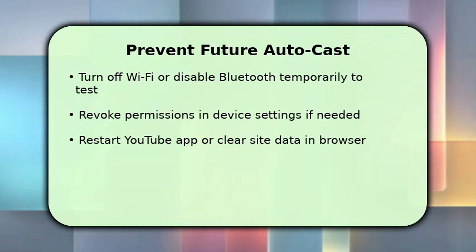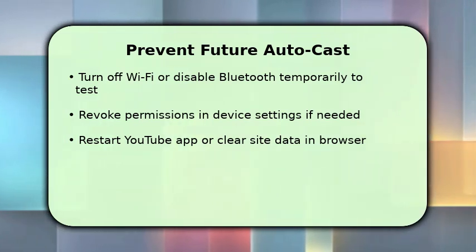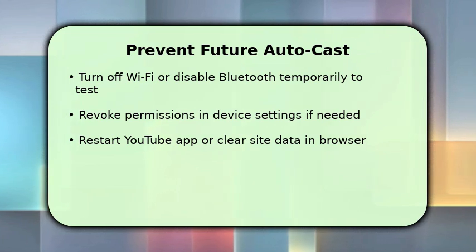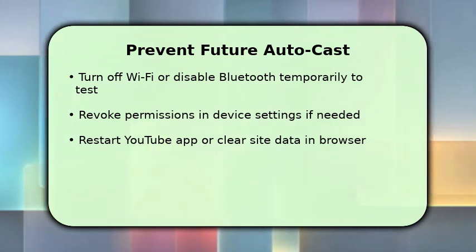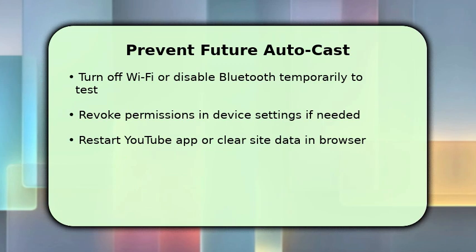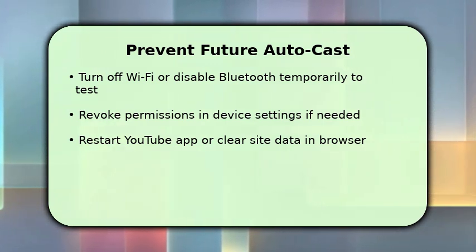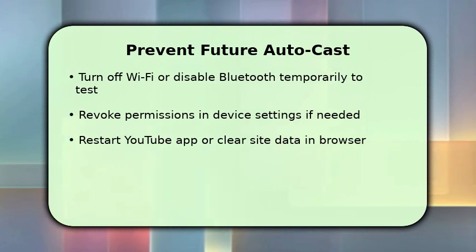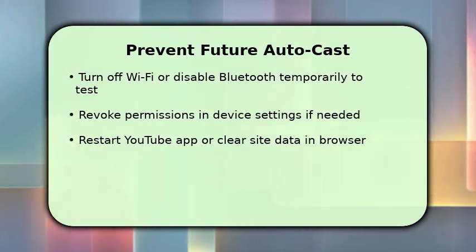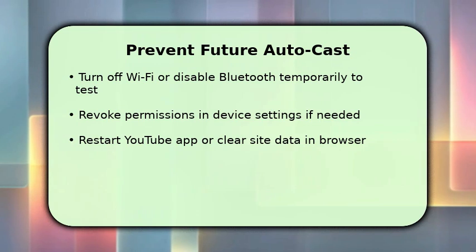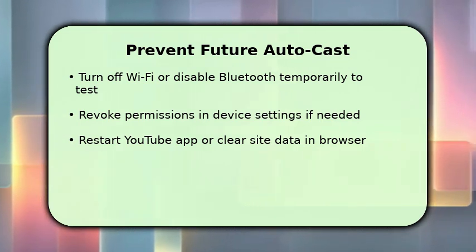Finish by preventing unintended future casting. Open your TV or Chromecast settings and disable guest mode or automatic device discovery if available. On mobile, revoke local network permission for YouTube so it can't see cast devices. You can also clear app cache or site data to reset previous pairings. This forces manual reconnection later.